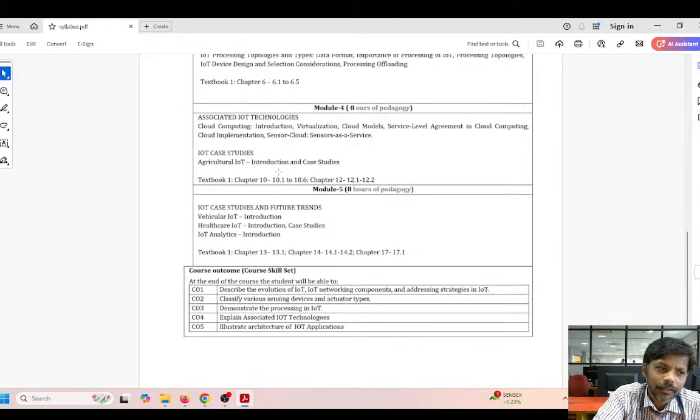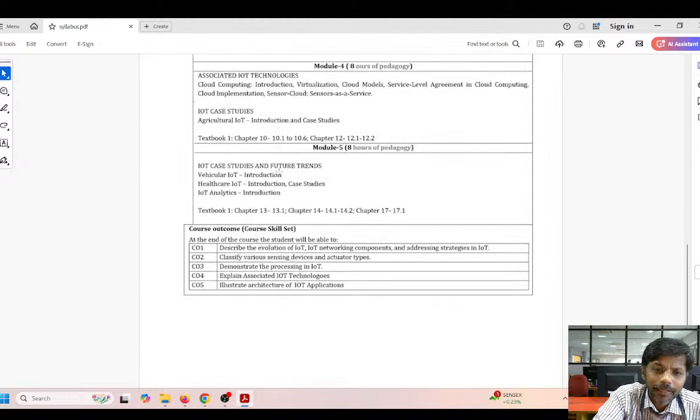So how we can implement the IoT in the agricultural field, and the use cases will be discussed in this. And module 5 is a continuation of module 4. Again here, vehicular IoT means in the transportation, especially transportation industry, how the IoT can be implemented, and the architectures and few case studies with respect to that.